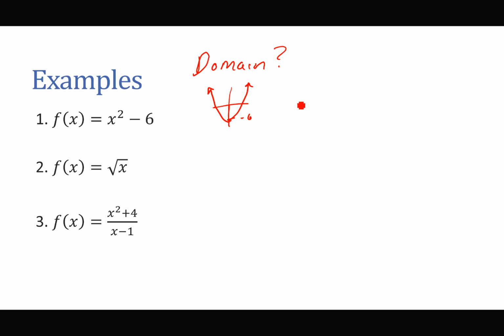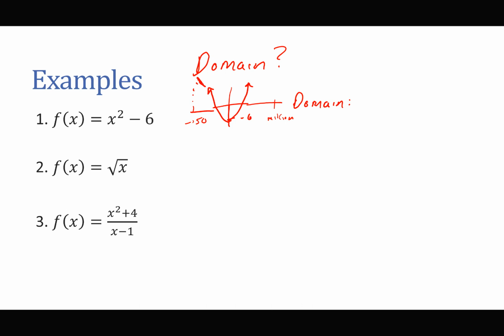So our domain for this one: what possible x values could I put into this? Can I put in -150? If I went way out here to -150, it will eventually touch my line, because that line is going to keep going. I could go all the way out to a positive million. I'm way out here at 1,000,000. That's going to work.